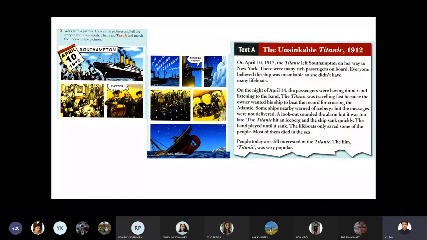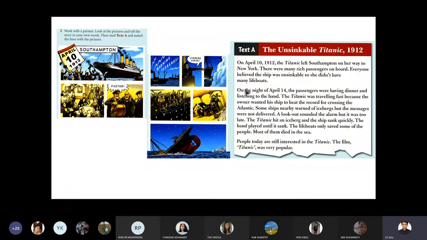Just take note, lifeboat. On the night of April 14, the passengers were having dinner and listening to the band. The Titanic was traveling fast because the owner wanted his ship to beat the record for crossing the Atlantic. So far, maybe no boat had crossed the Atlantic that fast, so they wanted to be the most recognizable, the first ship to do so. Some ships nearby warned of icebergs, but the messages were not delivered. We have the big ship, but they also have the small one. They warn: okay, iceberg, please don't come.